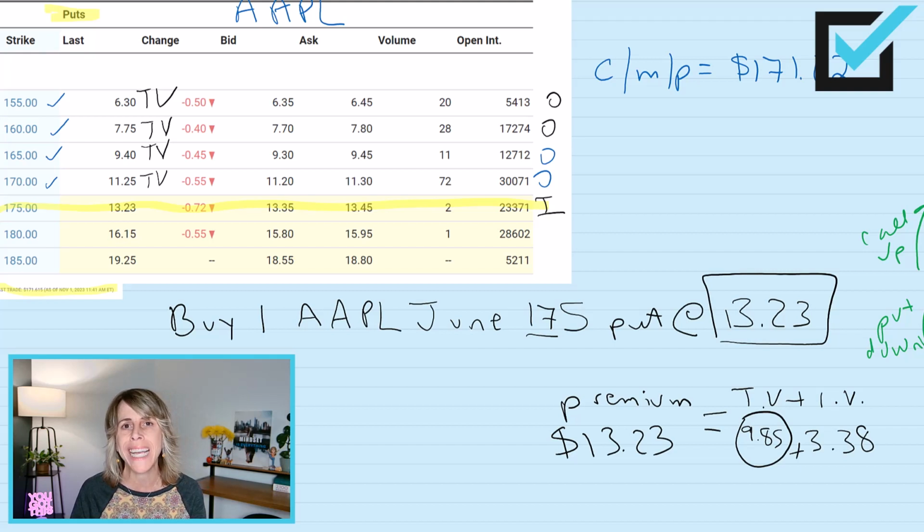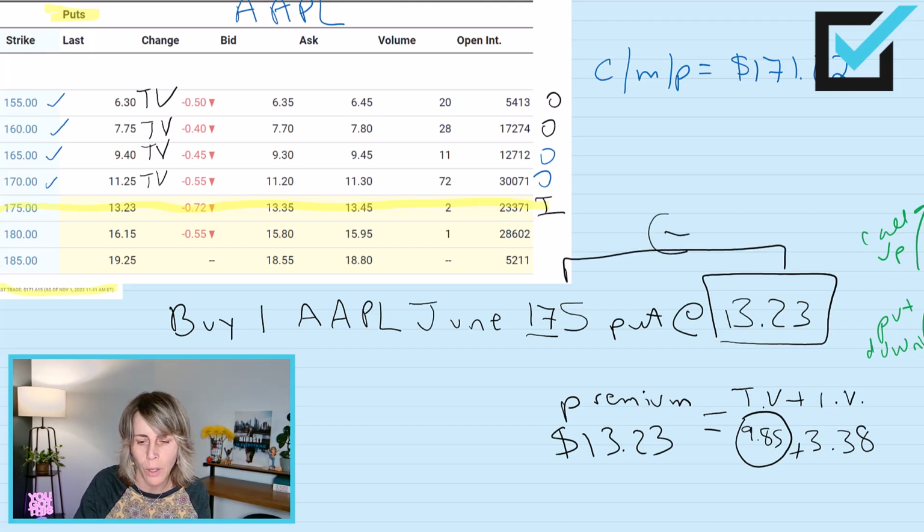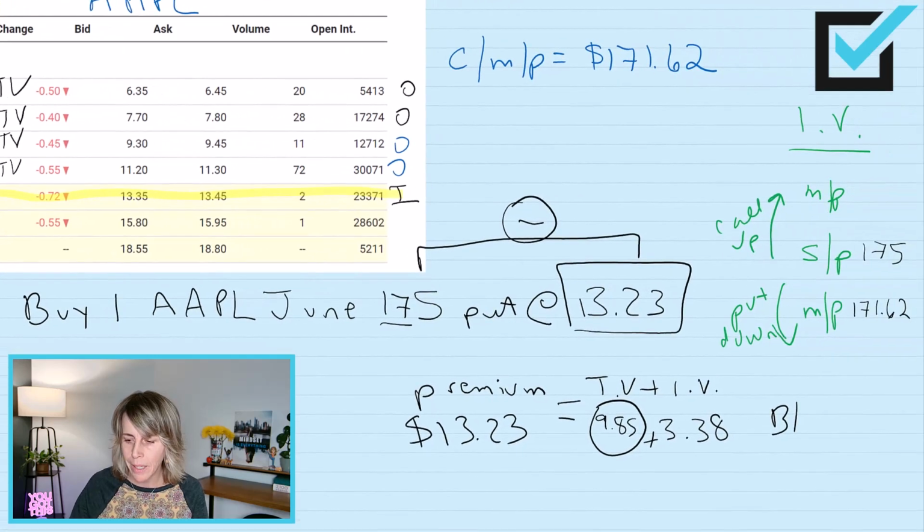So what would break even be? Break even is strike price minus the premium. So once I write out the option, I always just do that, and then I know put down. So 175 minus the premium of 13.23 gives us a break even of 161.77. So let's talk about that.